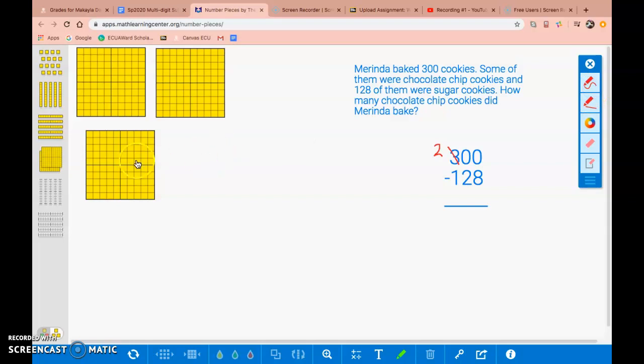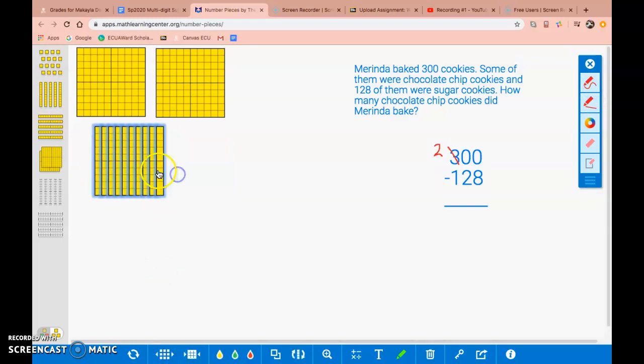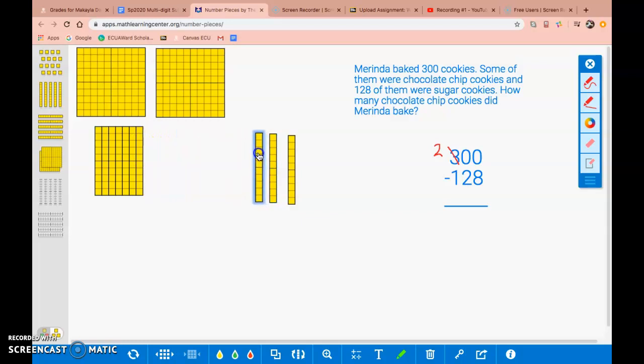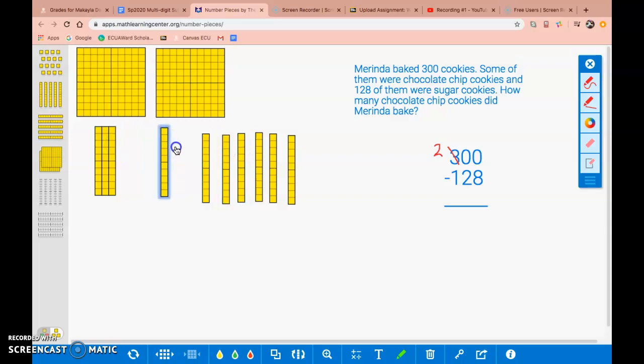Now, what does that look like with the blocks? We're going to have to take our group of 100 and decompose it into groups of 10. And with that, we'll have 10 groups of 10, and we know that 10 groups of 10 make 100.